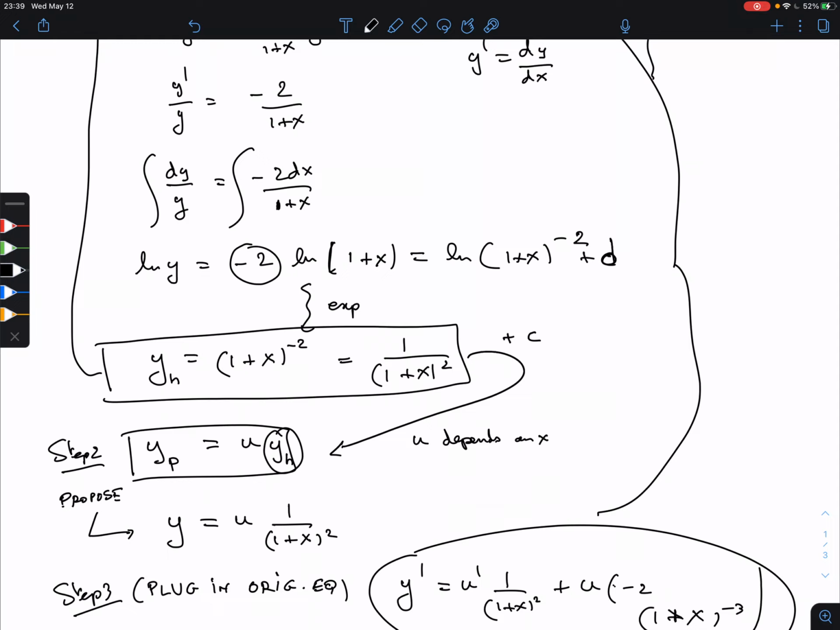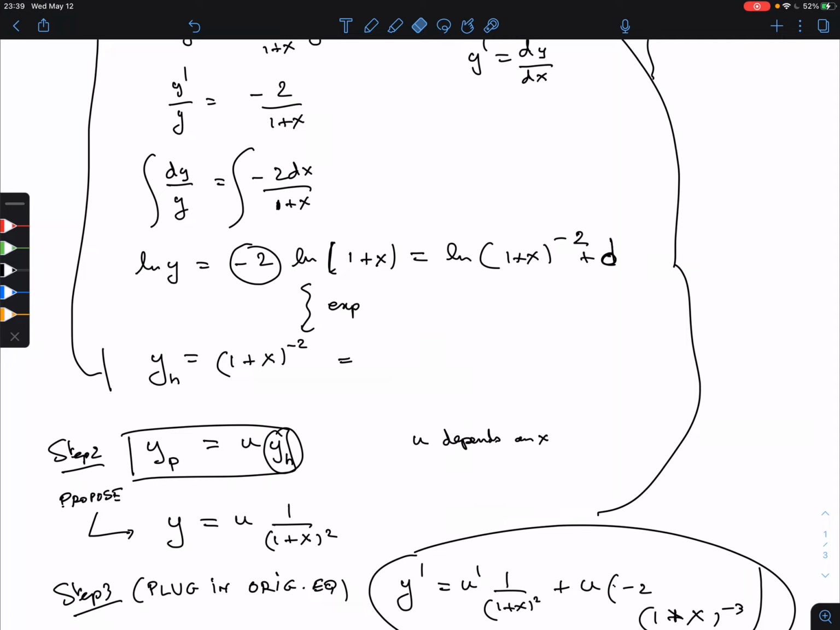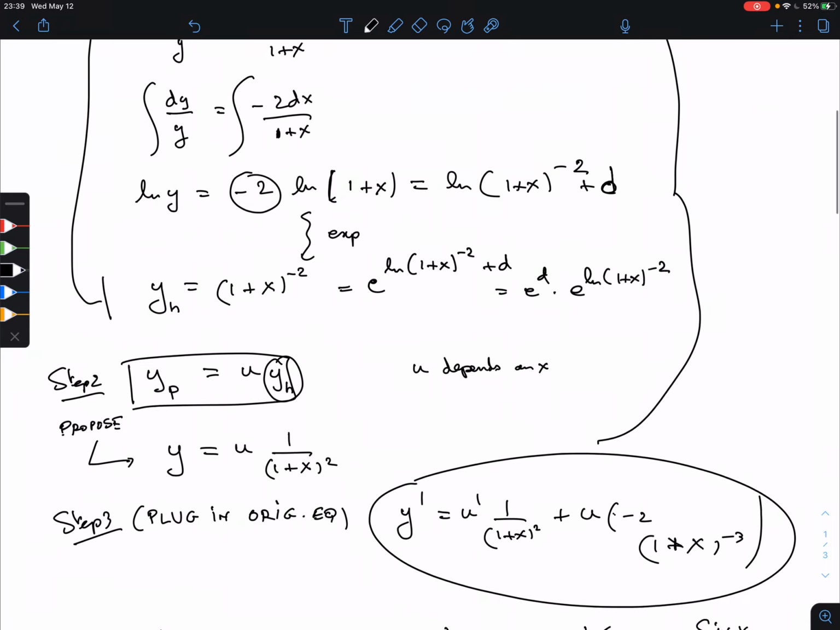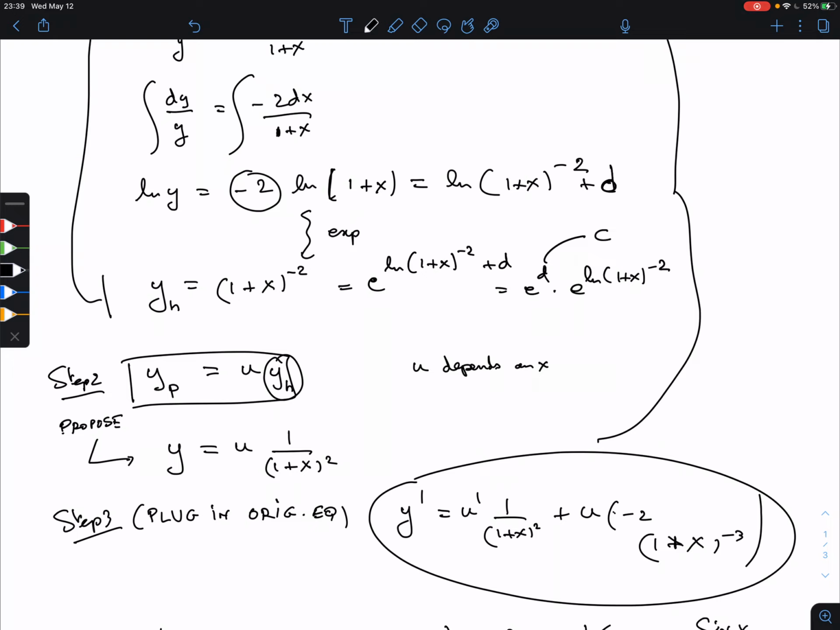So let me erase this here. So I have to take the exponential of this. So it is e to the power ln 1 plus x minus 2 plus d. So the cancellation doesn't happen right away with the e and the ln because it sits inside of a sum. But luckily, that one splits up as e to the d times e to the ln 1 plus x to the power negative 2. And now the e and the ln cancel. And e to the d is a constant that I'm now going to call c.